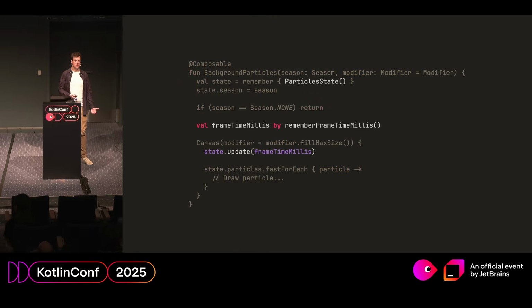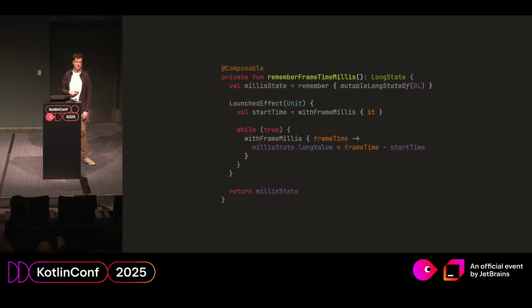Drawing something like this to a canvas that changes over time is actually a little bit like writing code for a video game. If you've ever done that before, you've got this basic loop of input, update, render. We need to update a simulation and then render it every frame. So we're going to get that current time, how we're moving through time, from this remember time millis composable. The way we've set this up is it's basically using withFrameMillis that the framework gives us. That's a suspend function that waits until the next frame renders. And we can use that in order to calculate the delta time to drive our simulation.